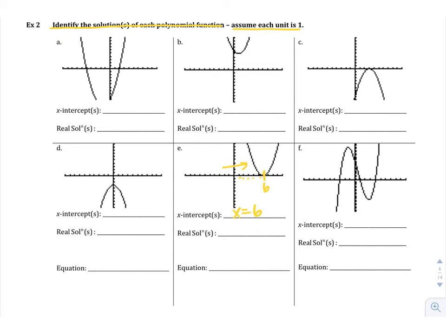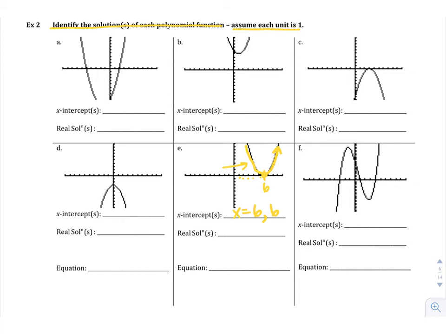Now notice it's called a bounce. What happens is my function comes down, I have one of them, and it goes back up. So some students prefer to write 6 and 6 because they want to make the connection that quadratics, and we know it's a quadratic because it's the shape of a parabola, have 2 solutions.